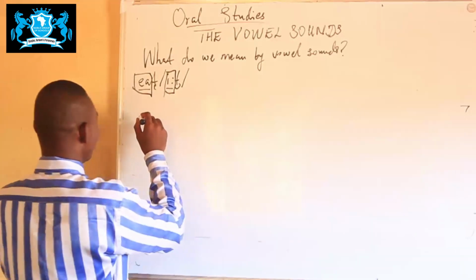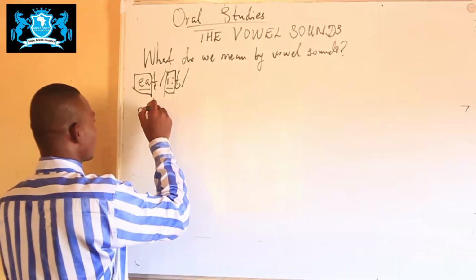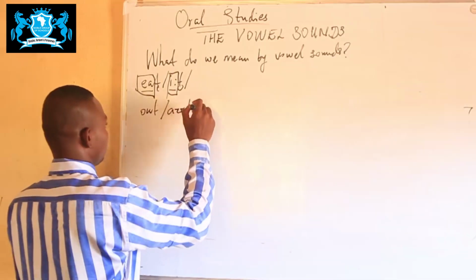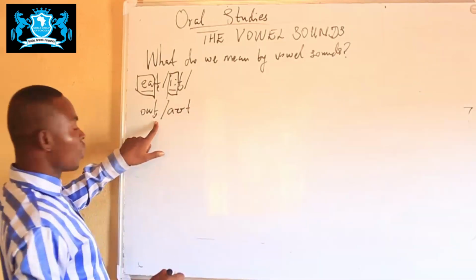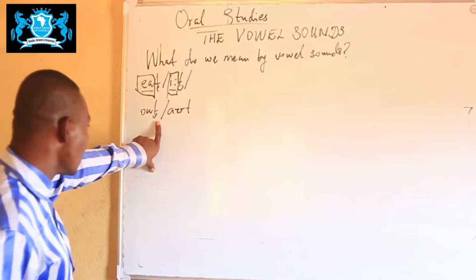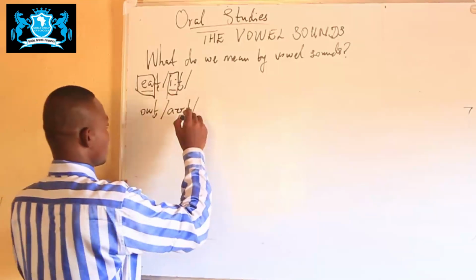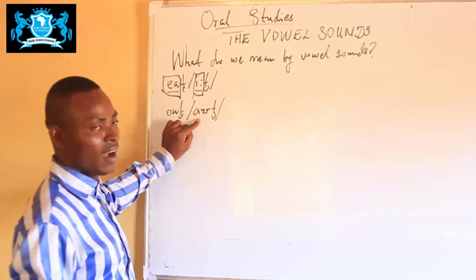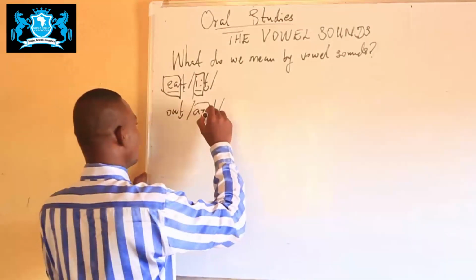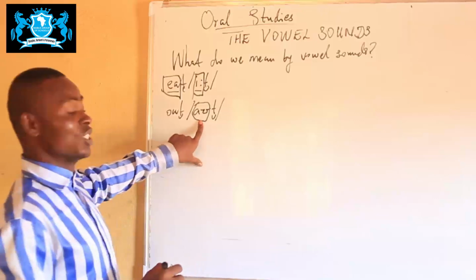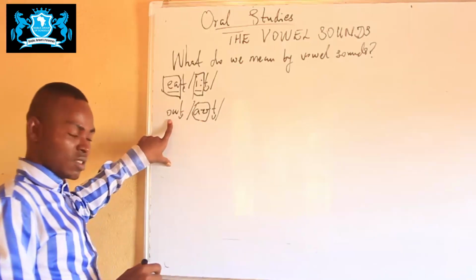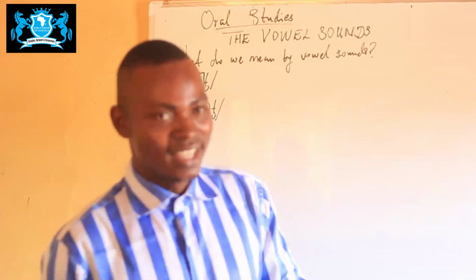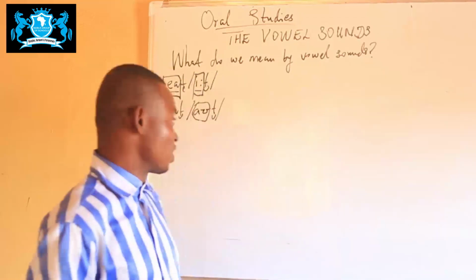Another example is when we write out and we transcribe it as out. If we remove the non-vowel here, which is T, and the sound that it produces, which is T, what we're going to have as the vowel sound will be this one, because it is produced by vowels. So any sound that is produced by vowels only is known as a vowel sound.